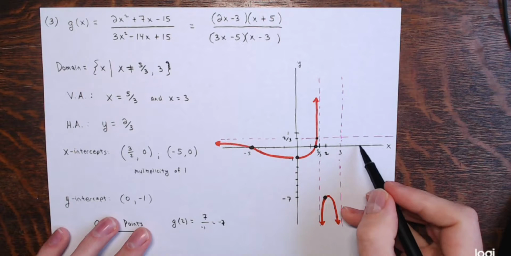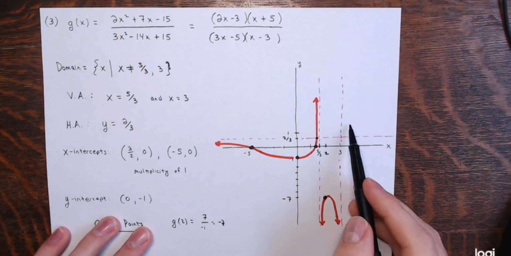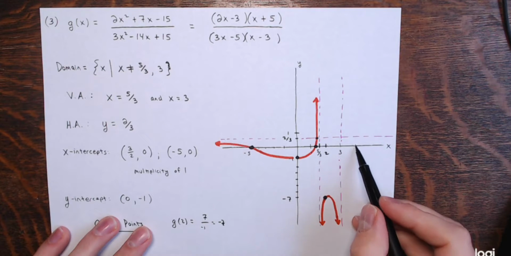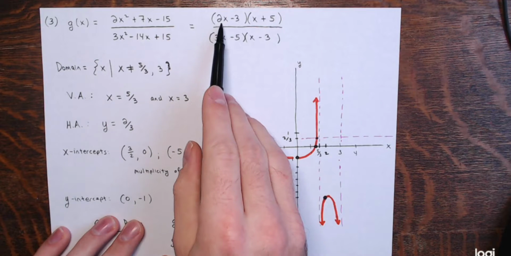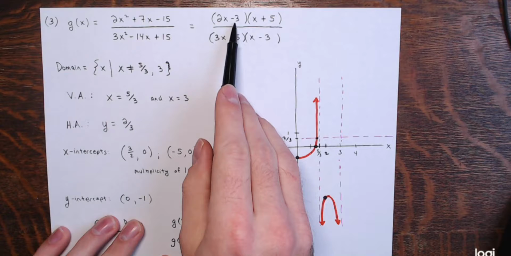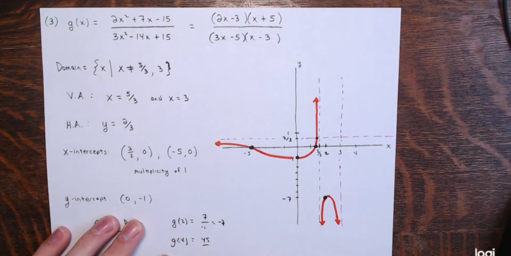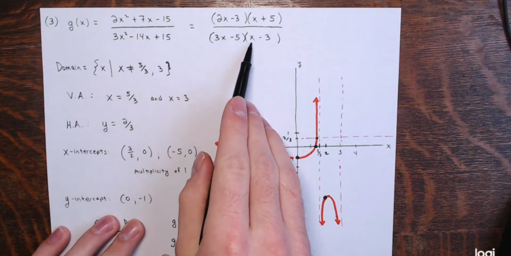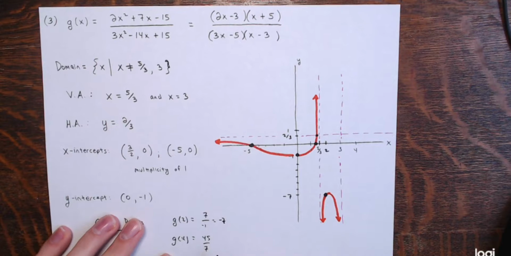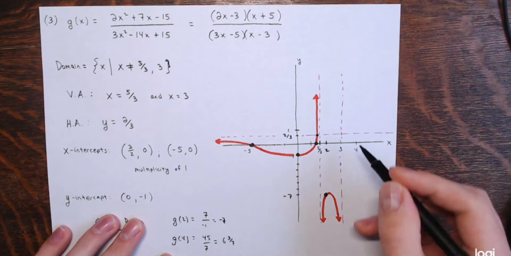And then how about to the right of 3? We know what happens between these two asymptotes. What about to the right of x equals 3? Let's say I plug in 4. What's g of 4? Go to the factored form. 2 times 4 is 8, minus 3 is 5, times 9 would be 45 in the numerator. And then 12 minus 5 is 7, 7 in the denominator. So 45 sevenths, that'd be 6 and 3/7, almost 6.5 for the output.